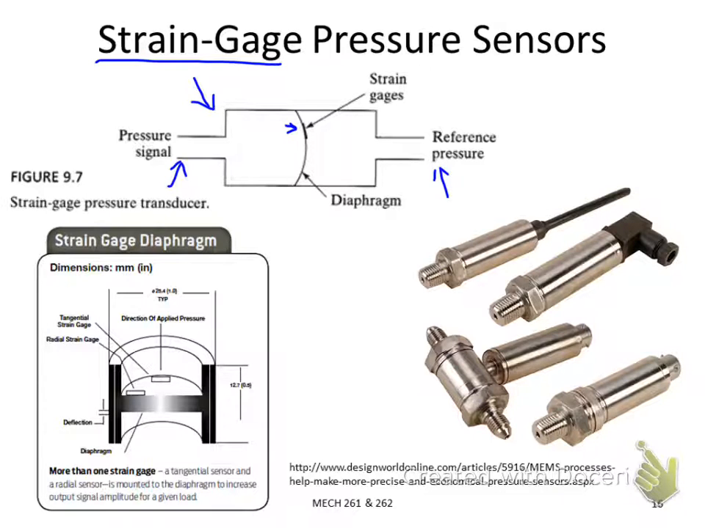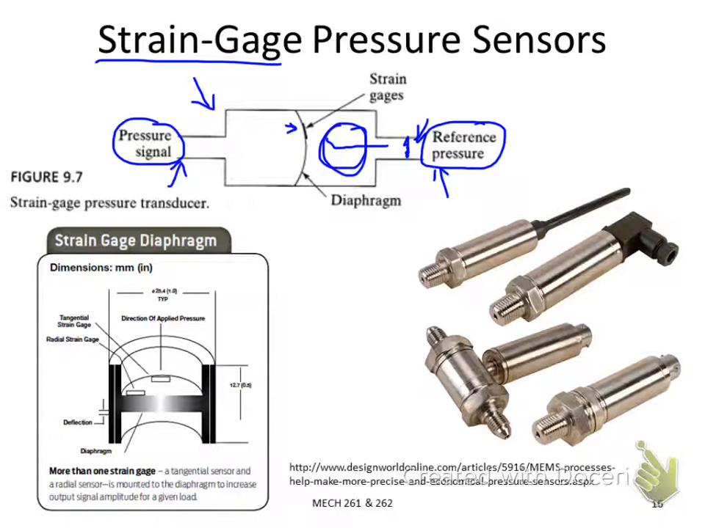For this diaphragm, if you apply a pressure source on the left-hand side and use the right-hand side as a reference pressure, this right side chamber can be connected to any type of pressure source. For instance, you can simply expose this inlet to the atmosphere, so what you are measuring will be the gauge pressure. But if you seal it and make the inside completely vacuum, this pressure sensor will be an absolute pressure sensor.